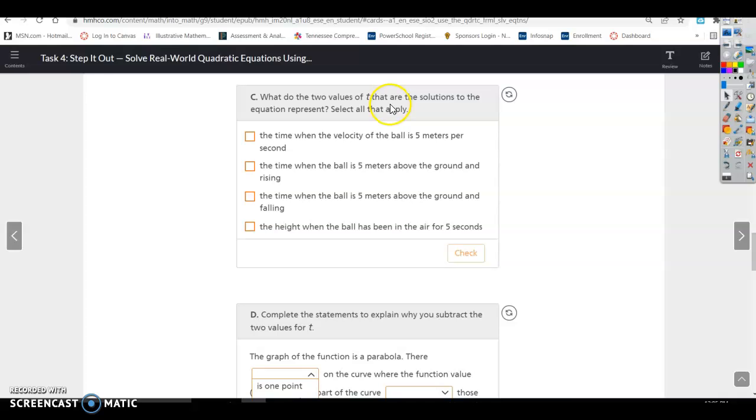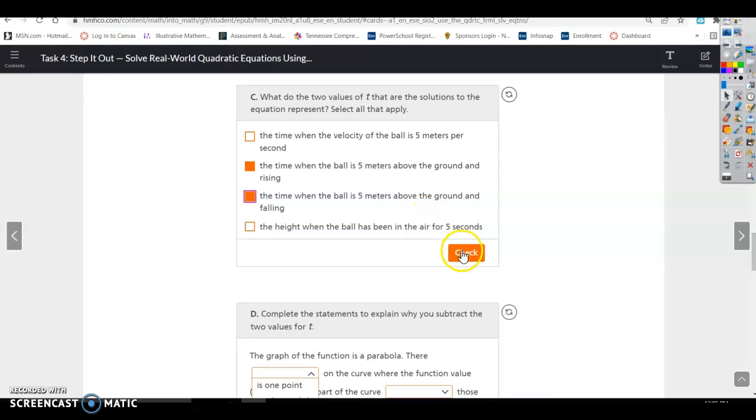What do the 2 values of t that are the solutions to the equation represent? All right, so they give us 4 choices here. The time when the velocity of the ball is 5 meters per second, the time when the ball is 5 meters above the ground and rising, okay, so that's true, and the time when the ball is 5 meters above the ground and falling. The height when the ball has been in the air for 5 seconds.